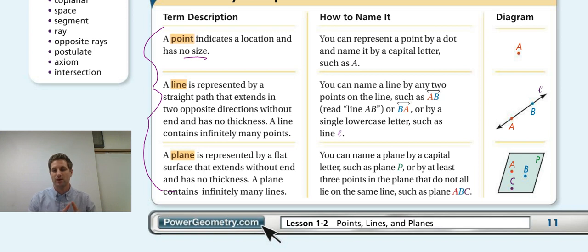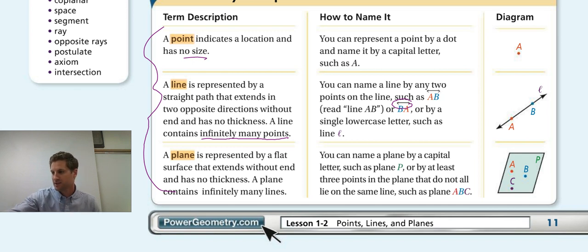A line goes on infinitely in two opposite directions, and it's very important that we know that it's contained by infinitely many points. Typically, we name a line by using 2 points on it, A, B, and we even put a little line above it, if you see right there. I recommend pausing the video, writing it down, and then listening to what I'm saying. It is usually the best option for you. And then a plane.